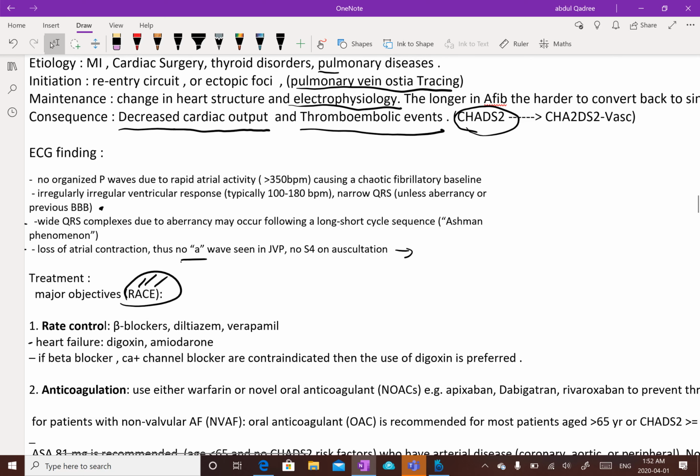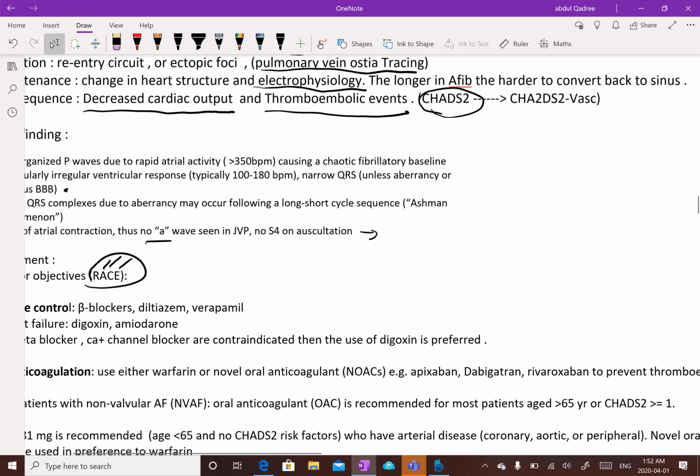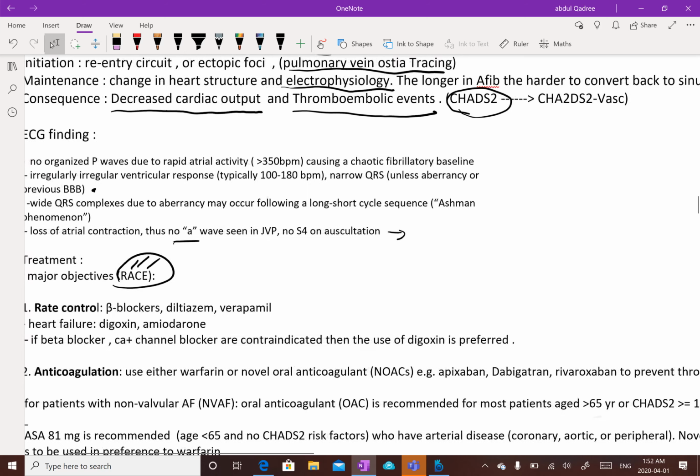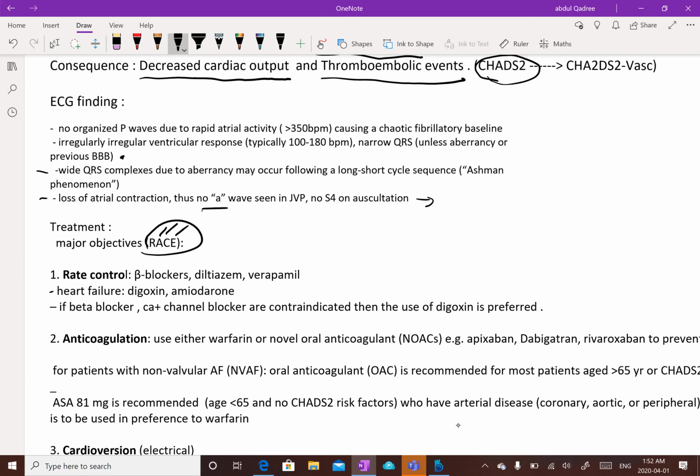thromboembolism. For patients with non-valvular atrial fibrillation, an oral anticoagulant is recommended for most patients aged greater than 65 years, or whose CHADS score is greater than or equal to 1. So this is for patients with non-valvular AFib. Also, aspirin 81 milligram is recommended if the patient has. So let's talk about this CHADS score now. It's a very good time to actually talk about this.